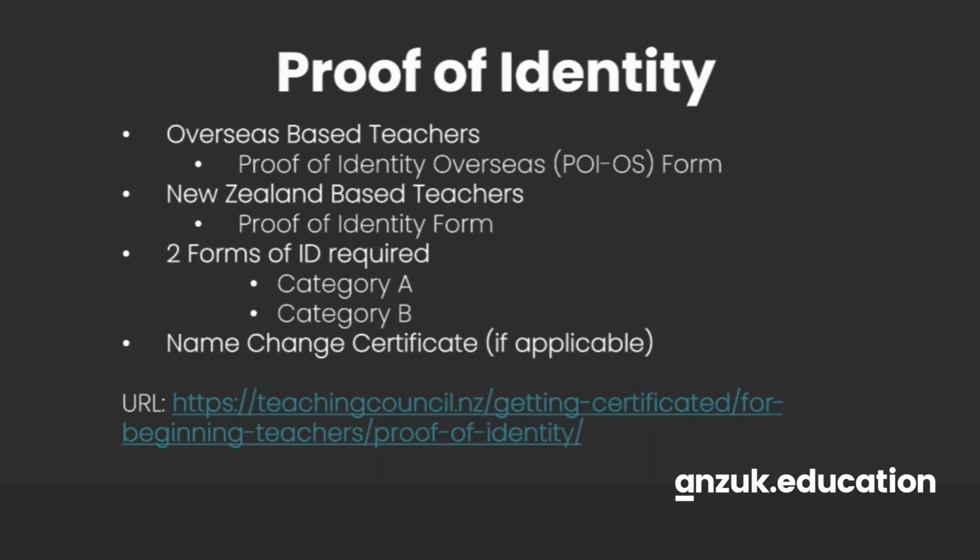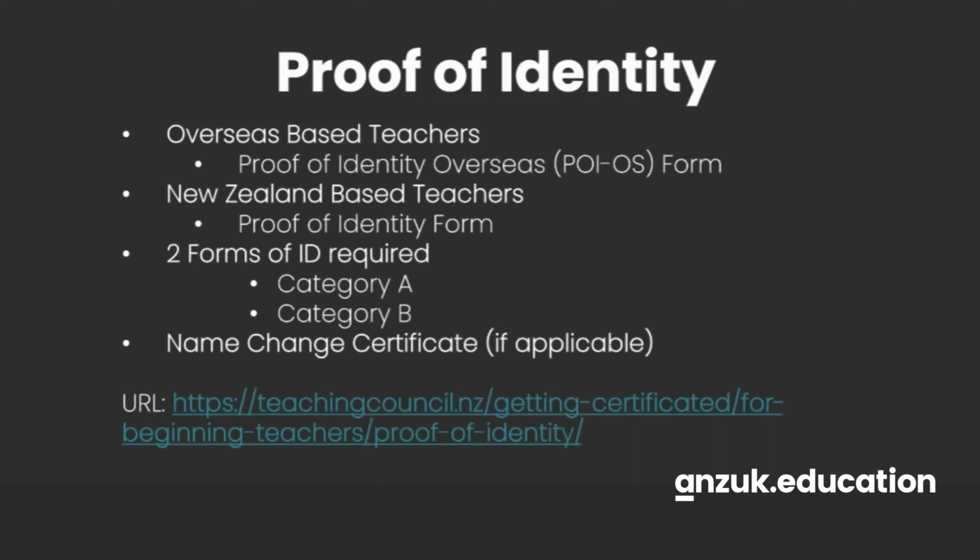The first thing you'll be required to provide is a proof of identity. There are two different forms which you can complete, one if you're based overseas and the other if you're based in New Zealand. Both forms will require you to provide two forms of ID, and on the form it will be indicated what IDs apply for each section. If you've had your name changed at any given point, you'll also be required to provide a name change certificate.